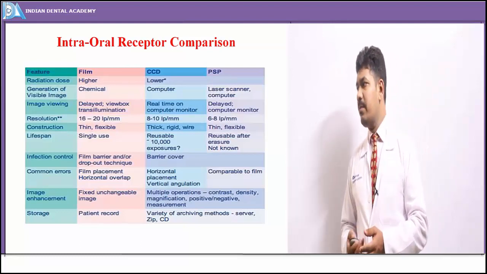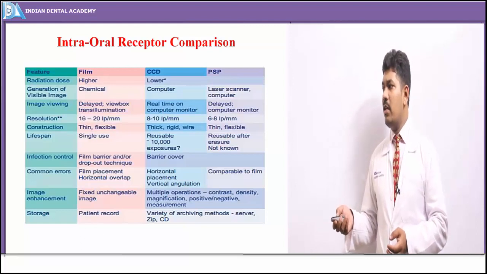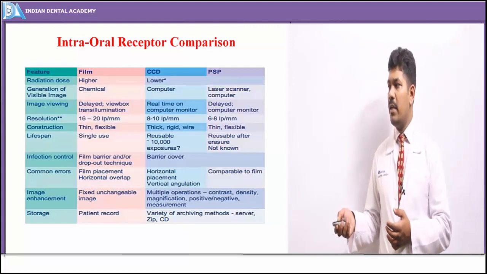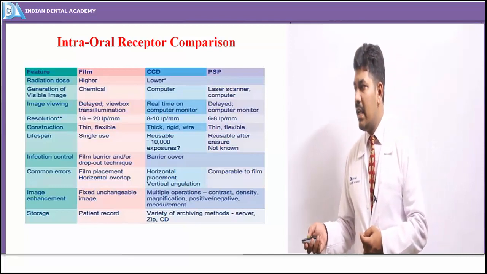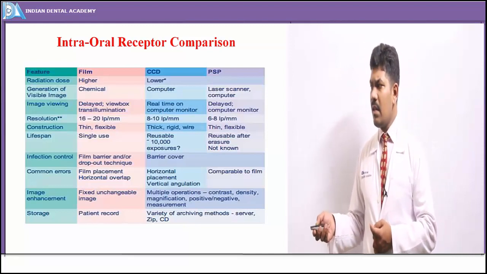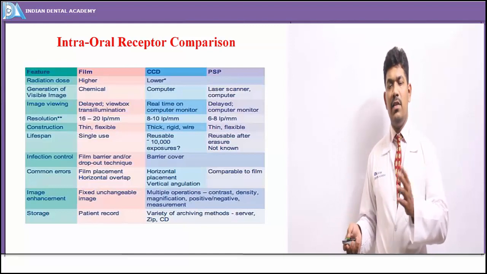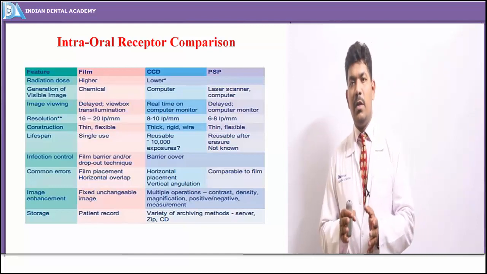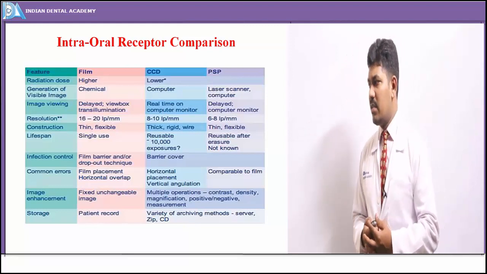Now we have the image viewing, normal view box. Now we have the computer monitors over here. Now we can see the infection control. Again, we have the barrier covers and the film barriers. So that is basically the differences between the traditional and the digital imagings.